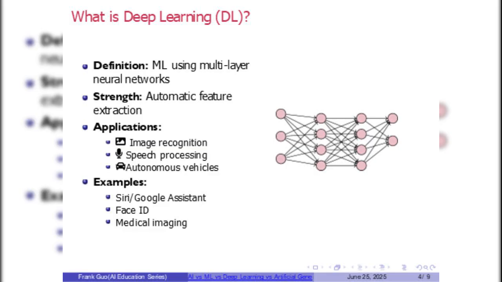Deep learning became famous after a model called AlexNet won an image recognition contest in 2012, cutting error rates nearly in half. That moment started the modern deep learning revolution.